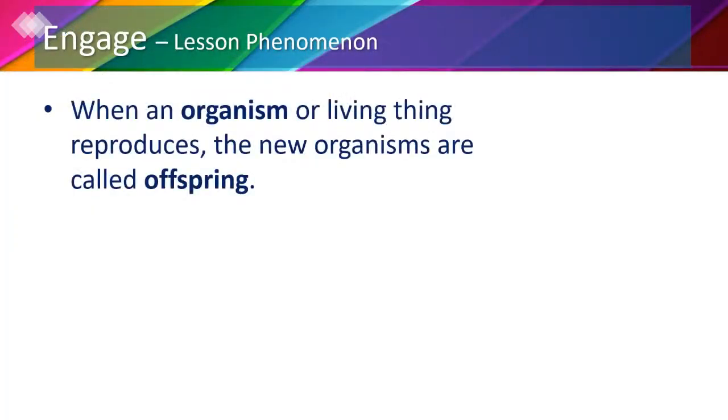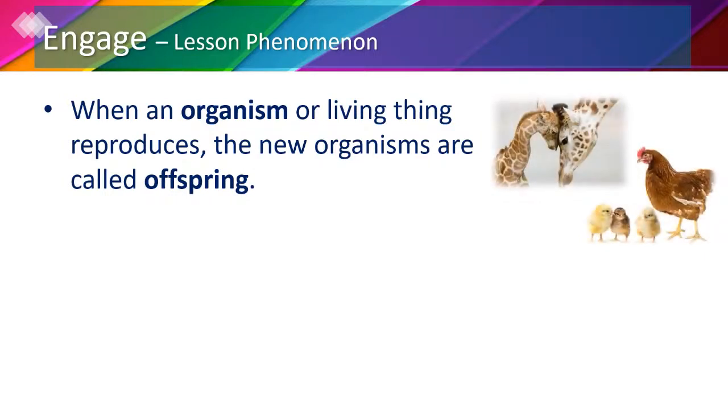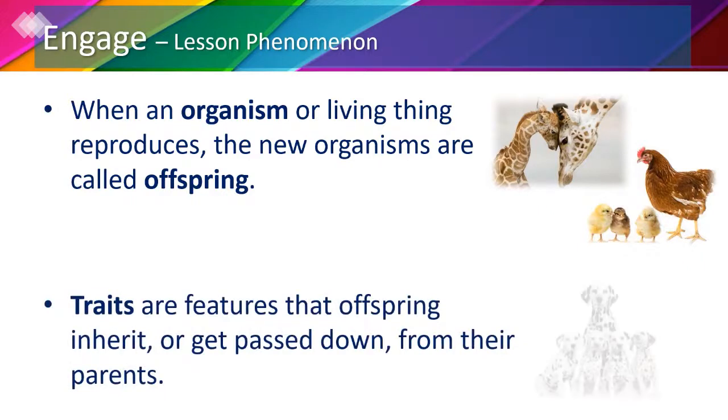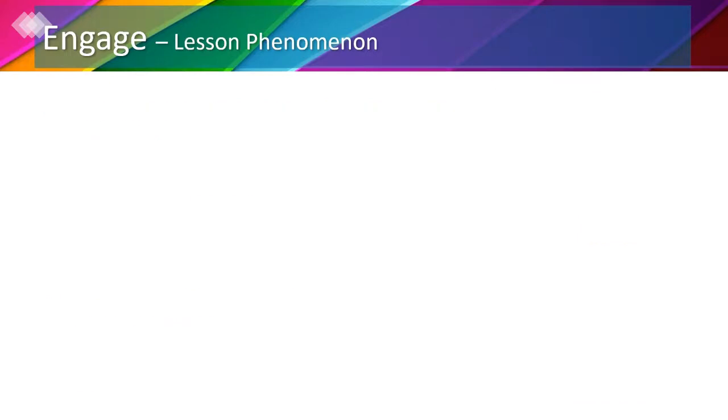Previously, in Unit 4, we said that organisms are living things, and when an organism reproduces, the new organisms are called offspring. We also mentioned that organisms have traits, which are features that offspring inherit or get from their parents.